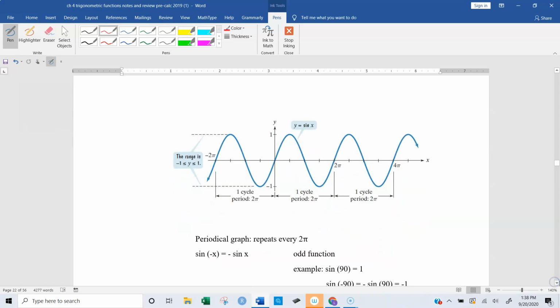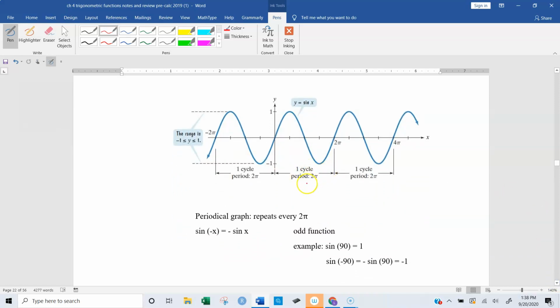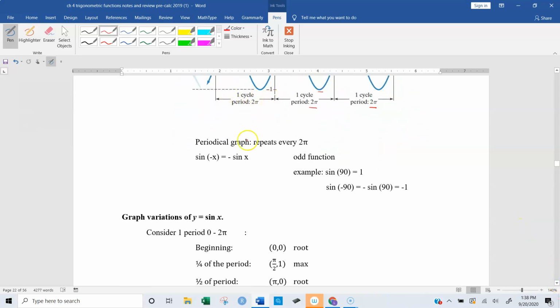All right, there it is drawn out for you. A little bit better, prettier. So one cycle is 2 pi. It just continues to repeat. It goes up to 1, down to -1. Then we're going to worry about those 5 points. That's what I'm going to be grading. Okay, it's periodic because it repeats every 2 pi.